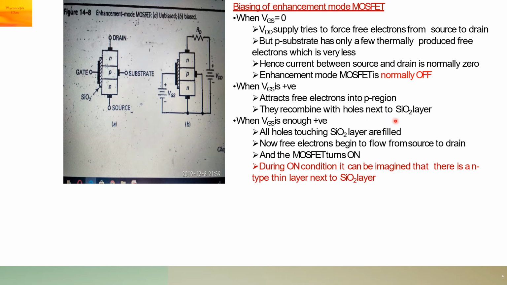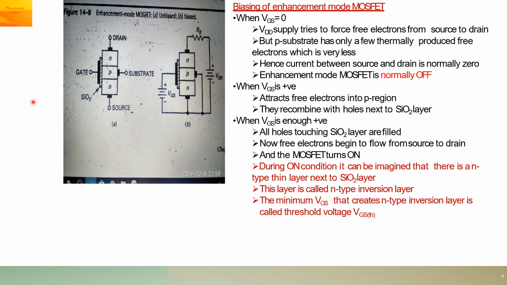Now the number of electrons becomes greater than that of the holes. So a kind of inversion has taken place. The majority carriers, which were the holes, are now less in number. So we can imagine that there is an N-type thin layer next to the SiO2 layer. This layer is called the N-type inversion layer. The minimum VGS that creates the N-type inversion layer is called the threshold voltage, VGS-TH. When VGS is greater than VGS-TH, the drain current is large.